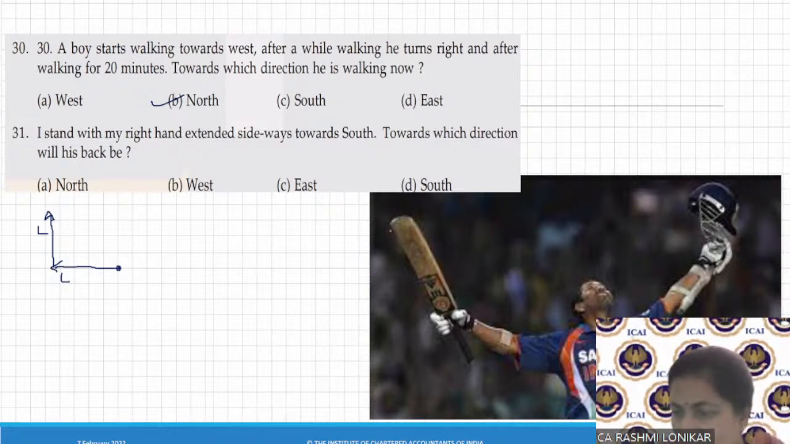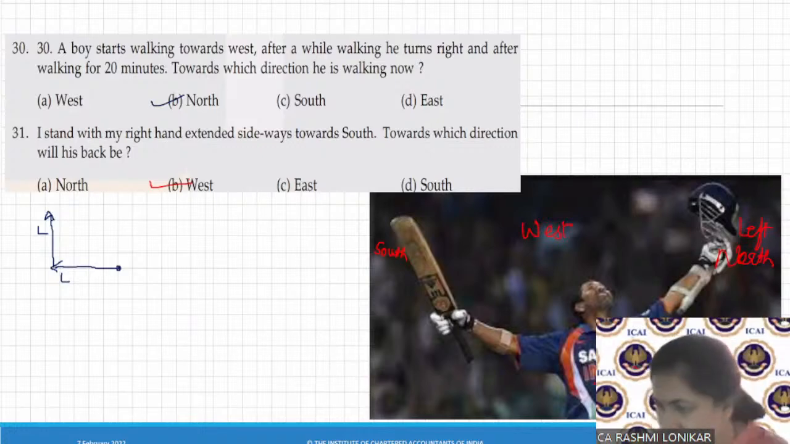Okay. So this is south. If my right hand is to the south, my left hand will be towards the north. So if this is south, this is north. What will happen over here? This back side will be west and the front side will be east. So towards which direction will his back be? It will be towards the west direction. Is that clear? Yes?